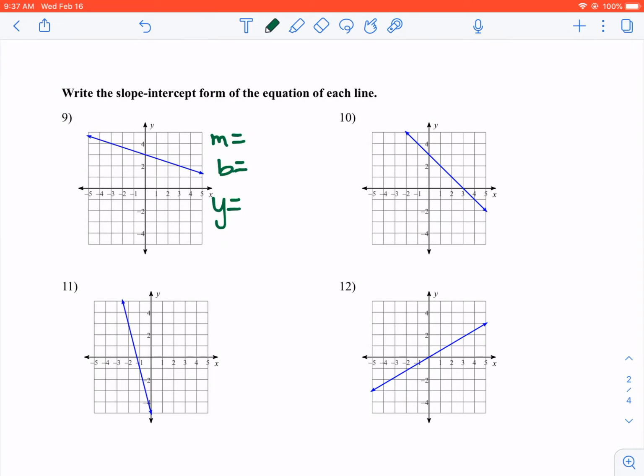So think about, where does it begin on the y? Pick another point. So I would use this point and maybe this point. Rise over run. And then figure out what your slope is by that. So those are optional points that you can use. You can also pick other points if you see other good ones.